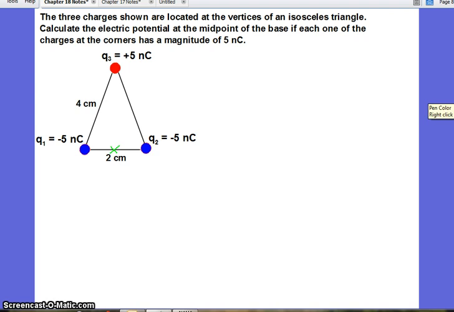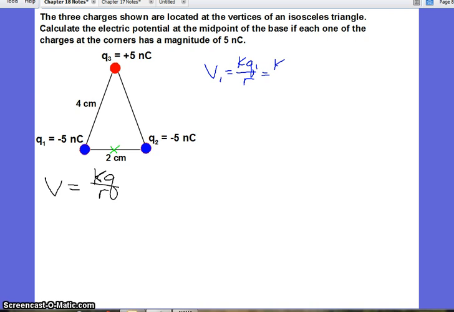The equation that we want to use for the electric potential based on a charge is KQ over R. And so we're going to find the electric potential from each charge and then add them up. First, let's find the electric potential from the first charge, which again is KQ1 over R.